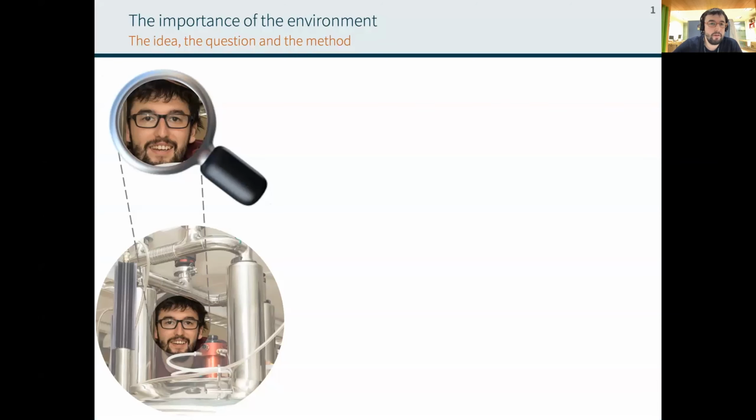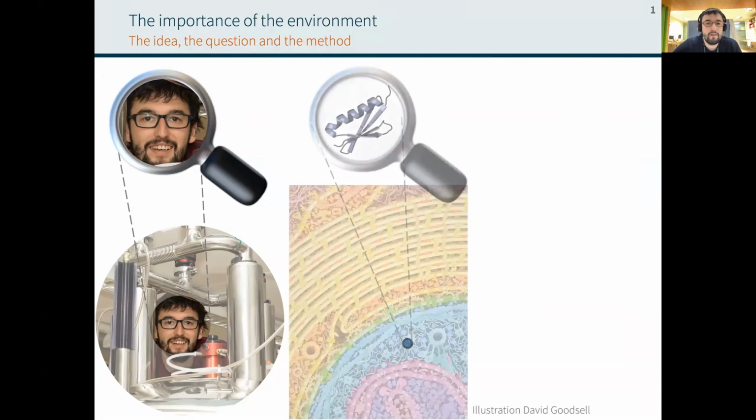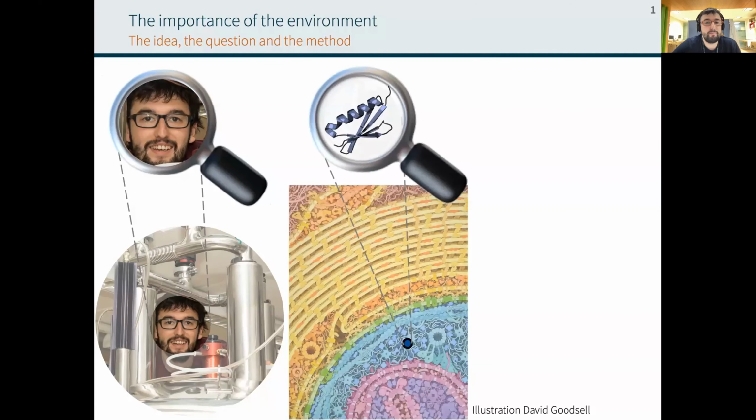And I would like to start with an analogy I like a lot. Normally when you see my face in this picture, you would guess why this guy is smiling. You would know this by the context. So you know that this guy is surrounded by his favorite toy, the NMR magnet. That's why he's happy. So the same thing happens with proteins.